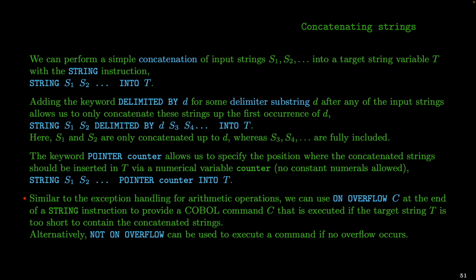And again, we allow exception handling here, similar to the arithmetic operations. We can use an on overflow C clause at the end of this string instruction, and this command C will then be executed if the target string T is actually too small to contain all of the concatenated strings. And again, we have the non-exception handling, the not on overflow instruction, which can be executed if no overflow occurs.